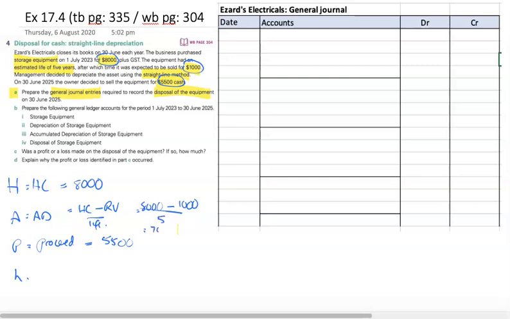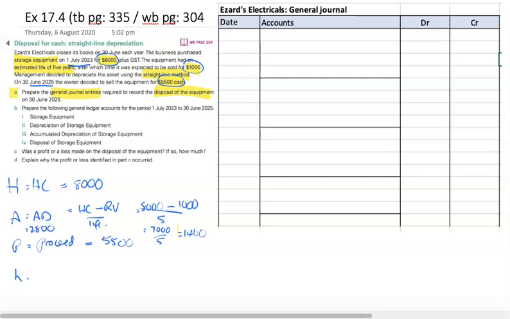That means $7,000 divided by 5 is my expected depreciation expense per year. And that is $1,400 per year on straight line method. I'm expecting my asset to go down. How many years has occurred from when I bought it on the 1st of July to when I sold it 30th of June? They've been nice. They've given us 2 full years. 2 times 1,400 means our accumulated depreciation is $2,800.